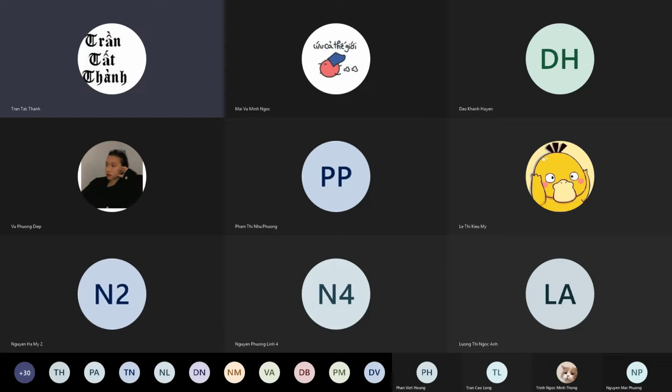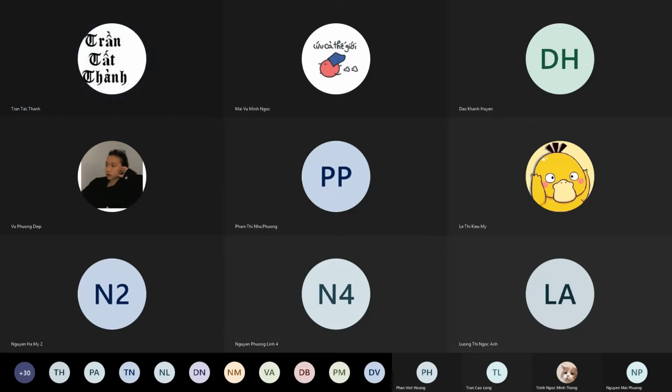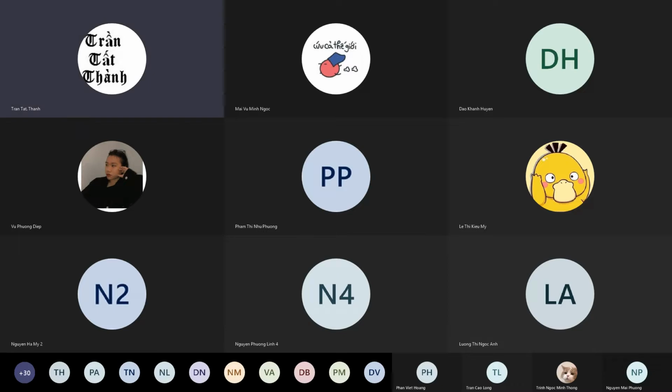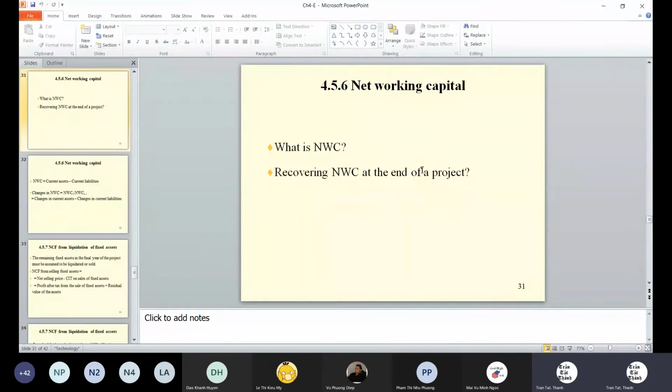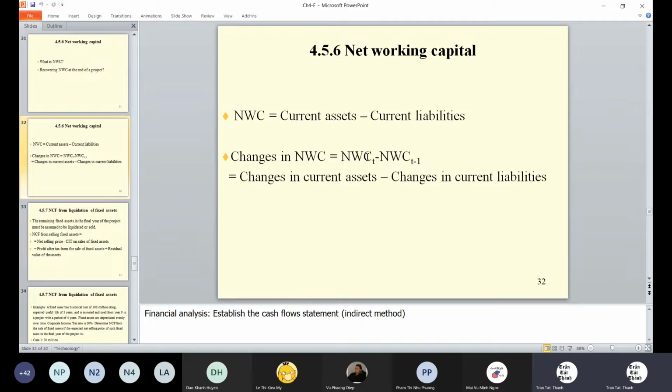So that's the reason why we have to study the change in net working capital, because it is one important part in calculating the cash flow. So here I'm going to show you that one. What is the net working capital, and how could you recover the net working capital at the end of the project? It is as follows. The net working capital is equal to the current assets minus the current liabilities. And what is the change in net working capital? The change in net working capital equals net working capital this year minus net working capital in the previous year. It would be changes in current assets minus changes in current liabilities.